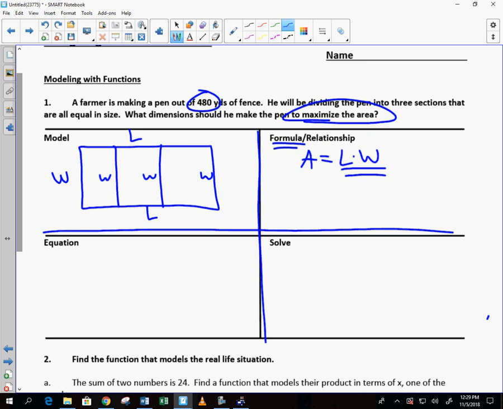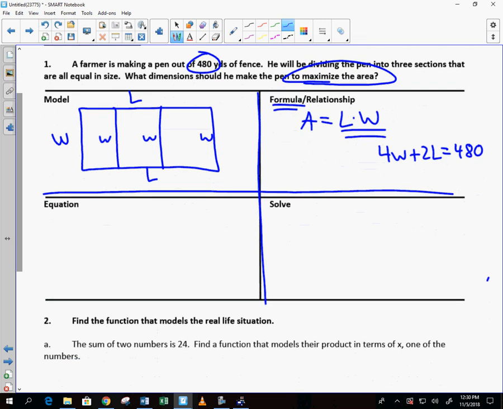See that? 2W plus 2. Oh, I'm sorry. I just did it. Krista, you made me make a mistake. 4W plus 2L is equal to 480. Now, that's the part. I can't tell you how to come up with that every time. At some point, your brain has to take over, and you got to come up with that on your own.